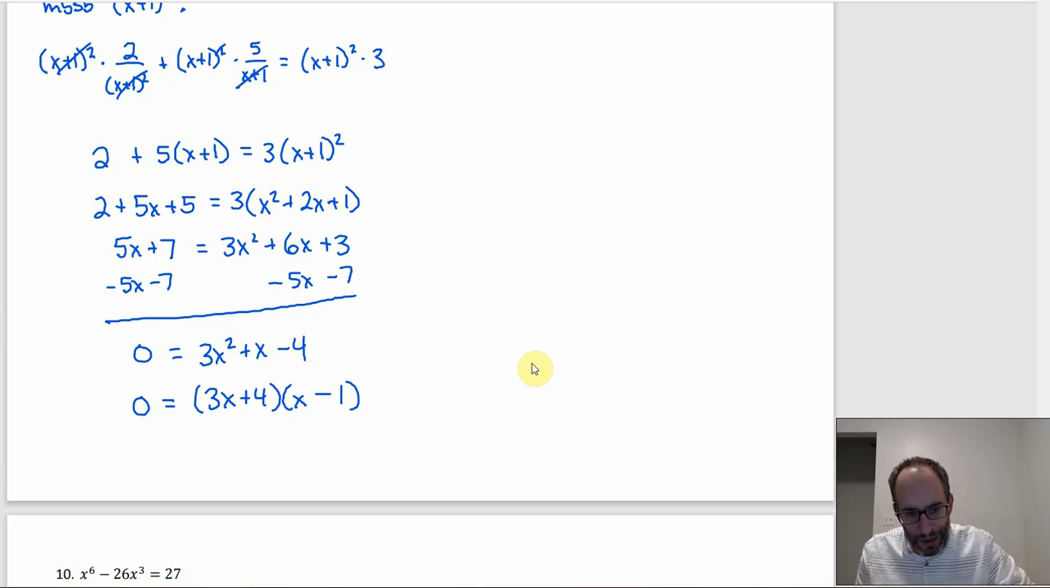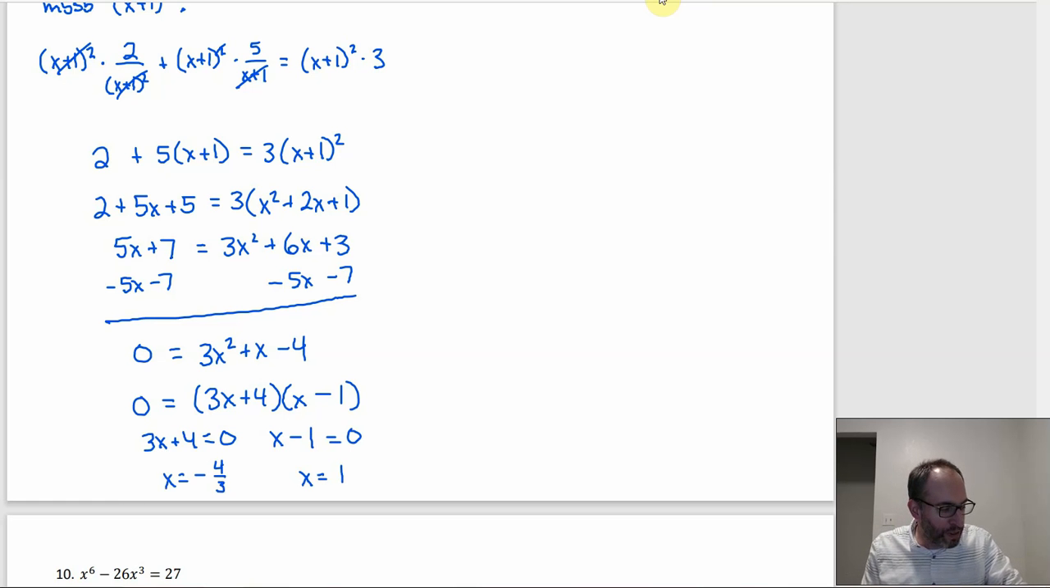And so then from there, you'd have that 3x plus 4 equals 0, or x minus, oops. I was about to just write that as x equals 1, which is true. X does equal 1, but I'm kind of one step ahead of myself. So x minus 1 equals 0. Yeah, x equals 1, and then here x is -4/3. And those are going to be the two answers.